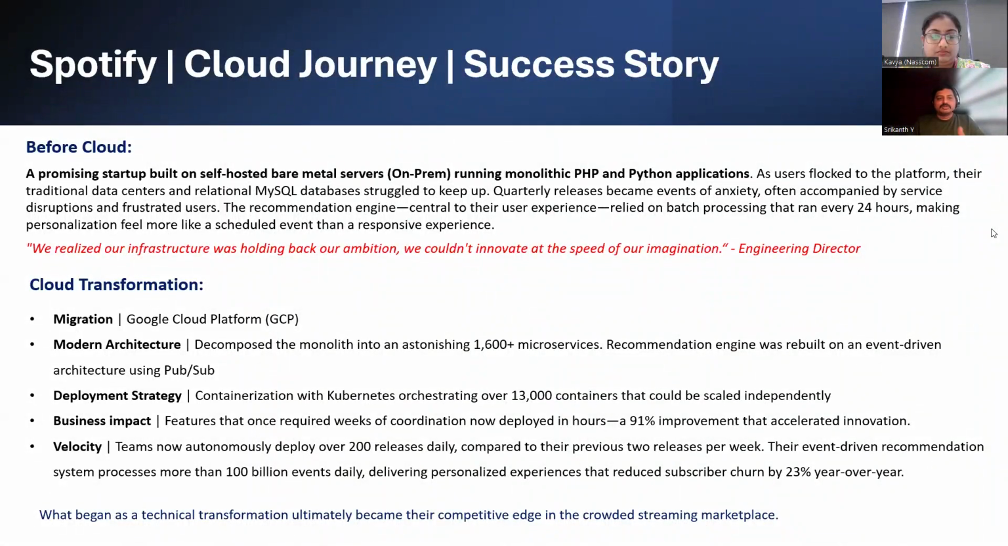And ultimately, what began as a technical transformation became their competitive edge in the streaming marketplace, where you have many players, but you can recognize Spotify as the leader in that space without any doubt.